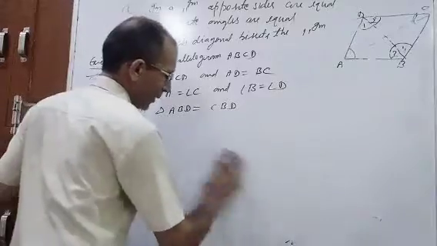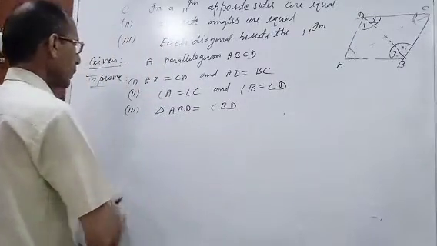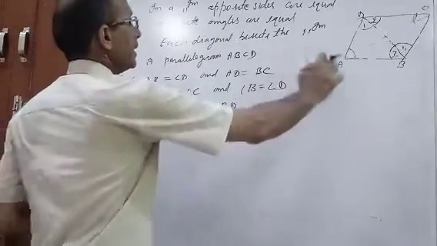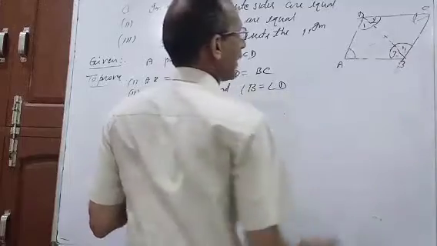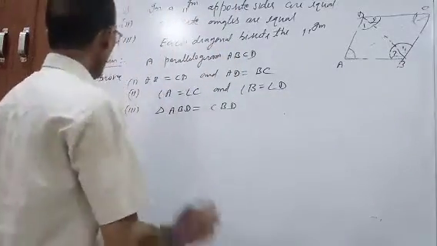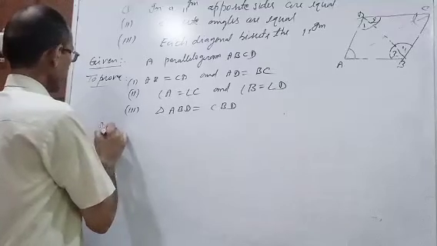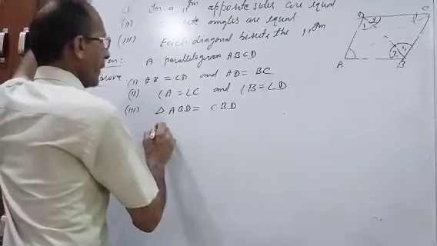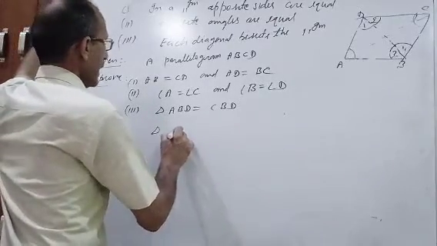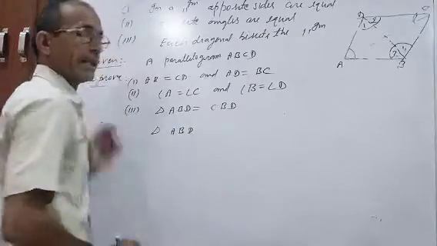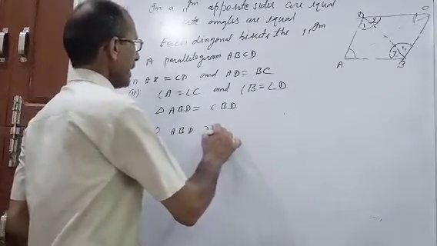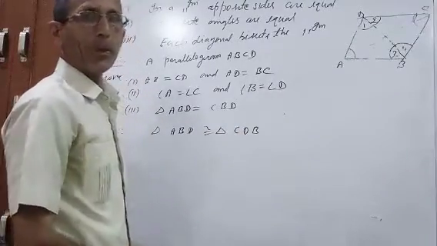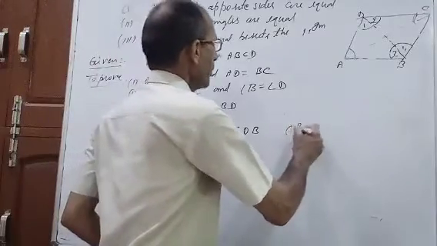Third part. What we have to prove? We have to prove each diagonal bisects the parallelogram. It means triangle ABD is equal to triangle ACD. So third part, proof. We have already proved that triangle ABD is congruent to triangle CDB, proved above.